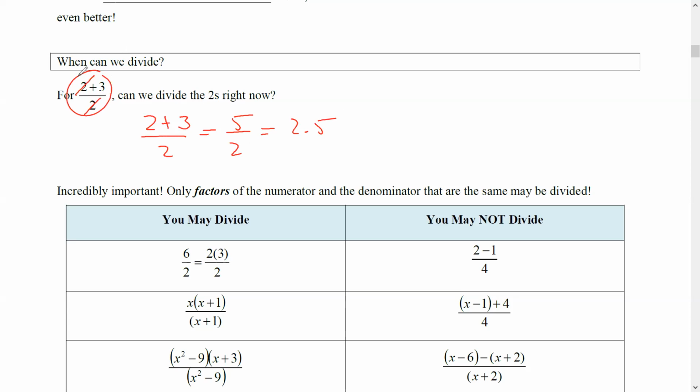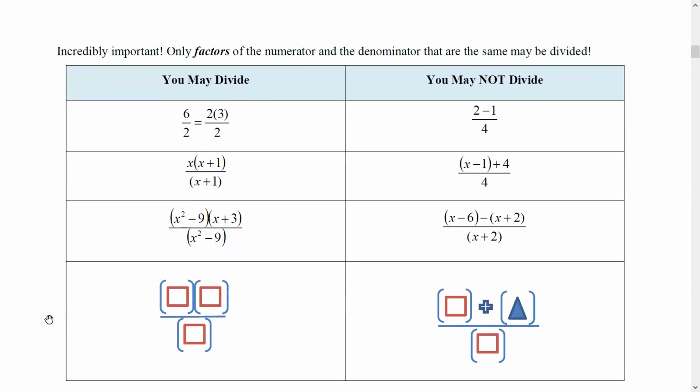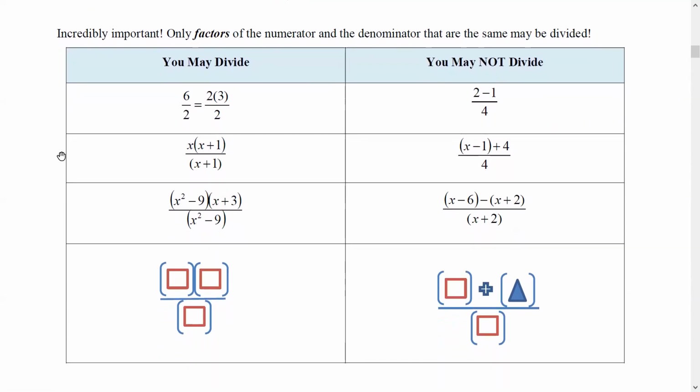I can only divide if I can factor. This is important. If you were in class right now, there would be a picture up on the whiteboard and it would say, every time you just cross stuff off, you are killing a kitten. So I'll show you what I mean.